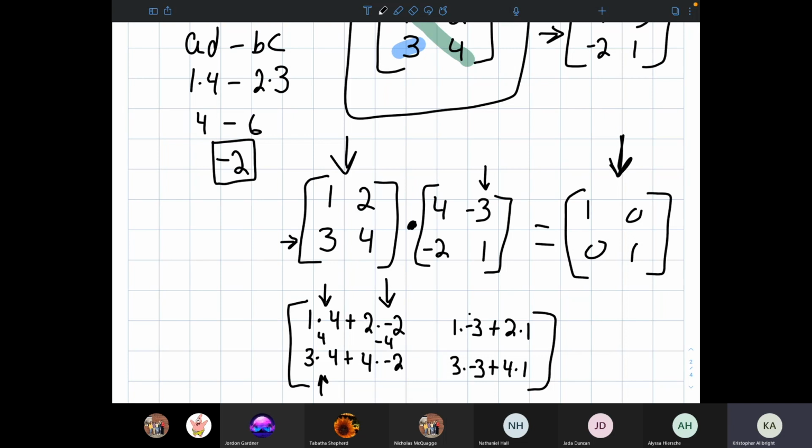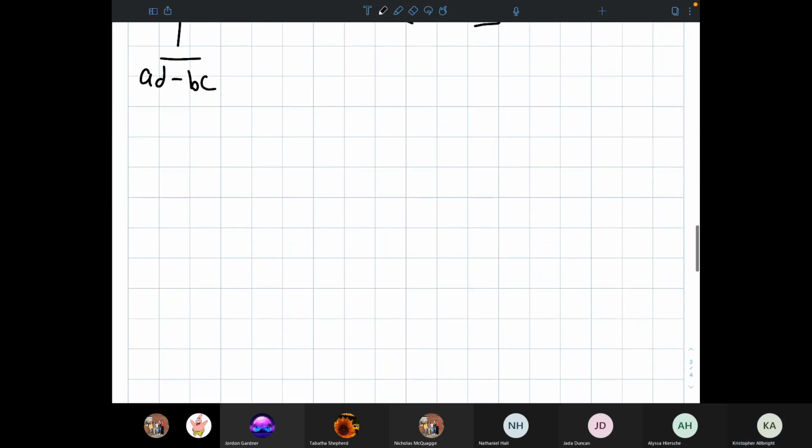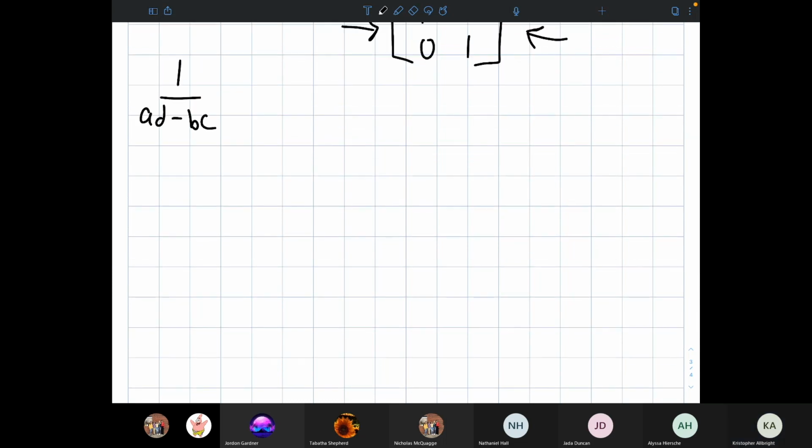Okay, so going through the rest of these, all it wants you to do is figure out the determinant, which is this, or just really all you need is this.